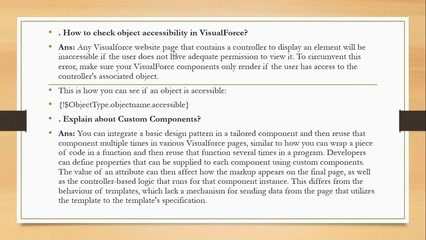Next, how to check object accessibility in Visualforce? Any Visualforce page that uses a controller to display an element will be inaccessible if the user does not have the required permission to view the object. This ensures Visualforce components only render if the user has access to the controller's associated object.